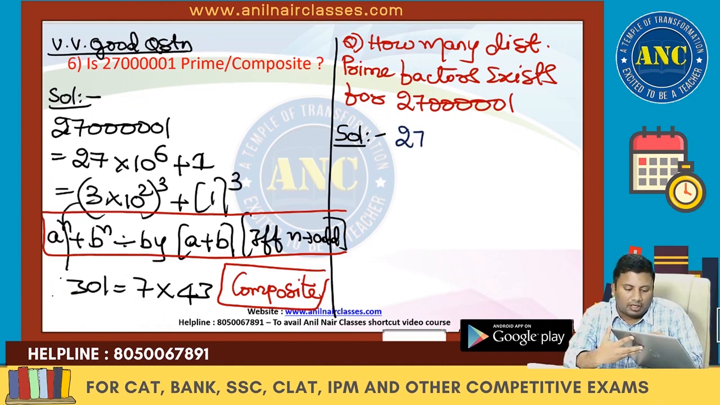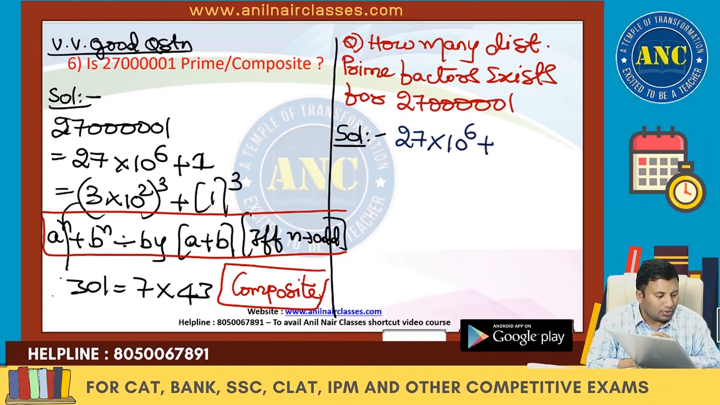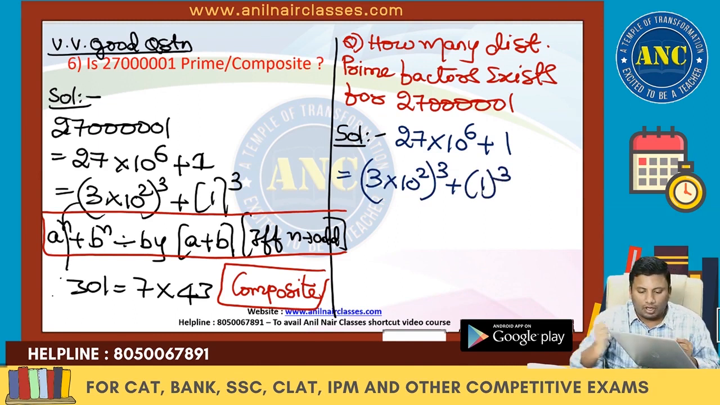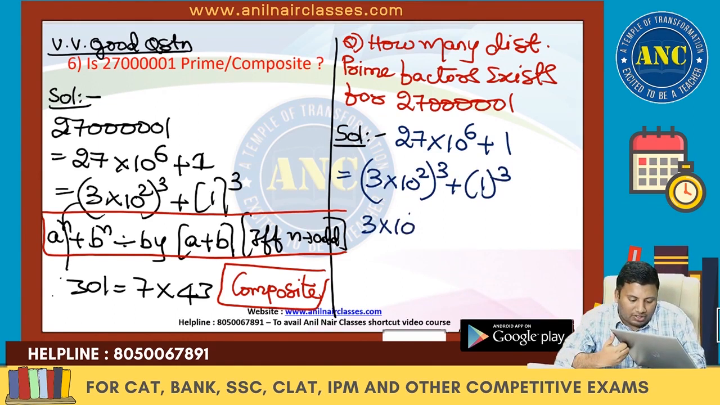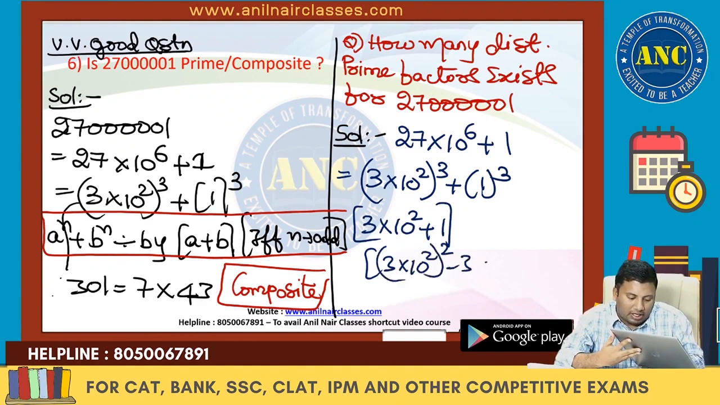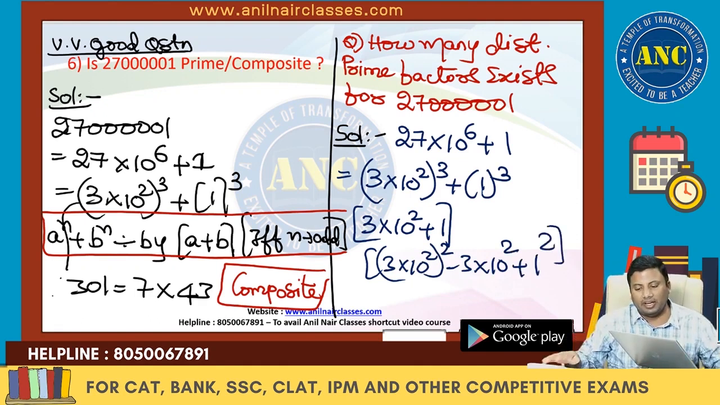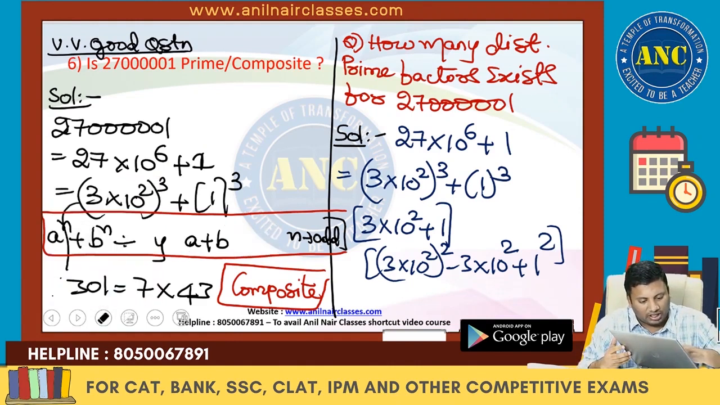Now solution. How to find out the prime factors for this number? This is nothing but 27 into 10 power 6 plus 1. This is (3 into 10 square) whole cube plus 1 whole cube. a cube plus b cube is (a plus b) into (a square minus ab plus b square). Am I right? Can I write like this? 27 into 10 power 6 plus 1, (3 into 10 square) whole cube plus 1 whole cube.